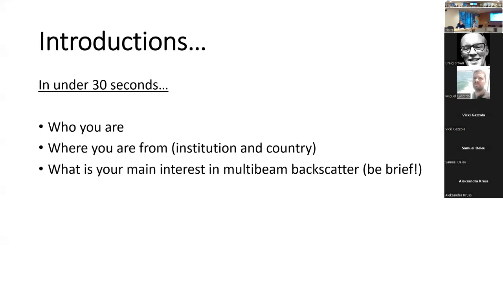My main interest in backscatter is mainly about the technological part of it. How does it work with the multibeam systems? What is the future in the technology of this?